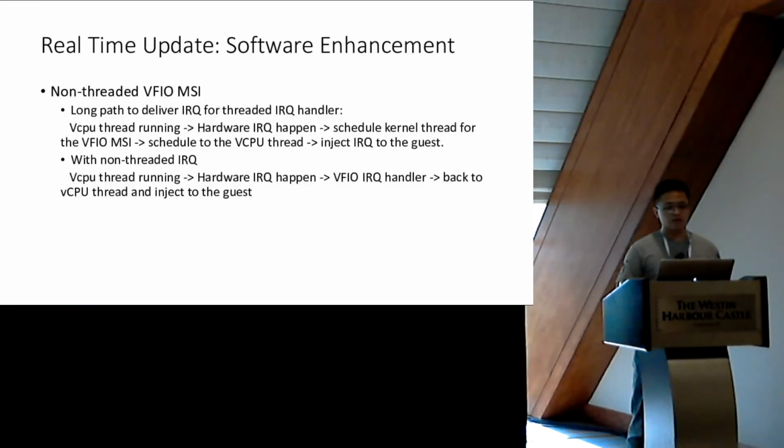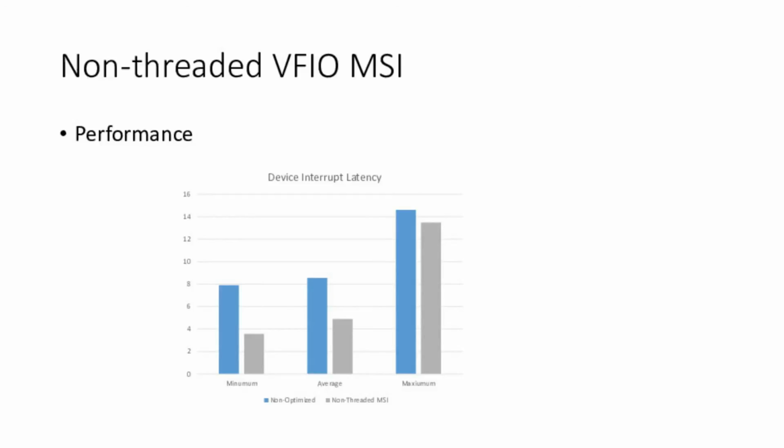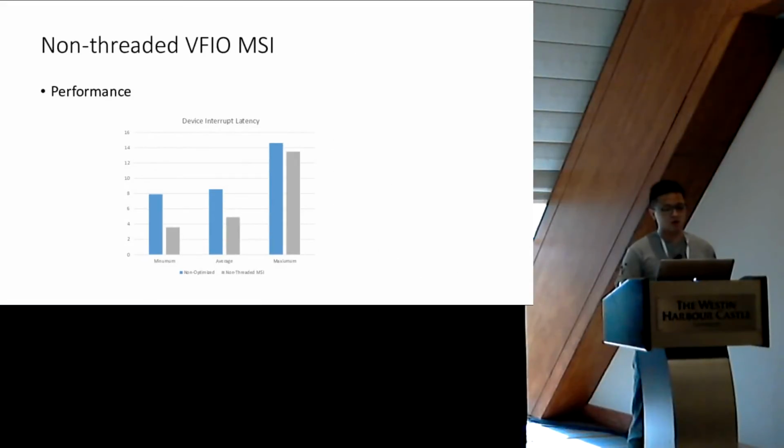The IRQ handler in the interrupt context can signal the vCPU. Then after finishing the IRQ handler, the vCPU thread can switch back. Then it is enabled to inject the IRQ into the guest. This is the performance data after using non-threaded VFIO MSI. We can see the interrupt latency can also be hugely reduced.